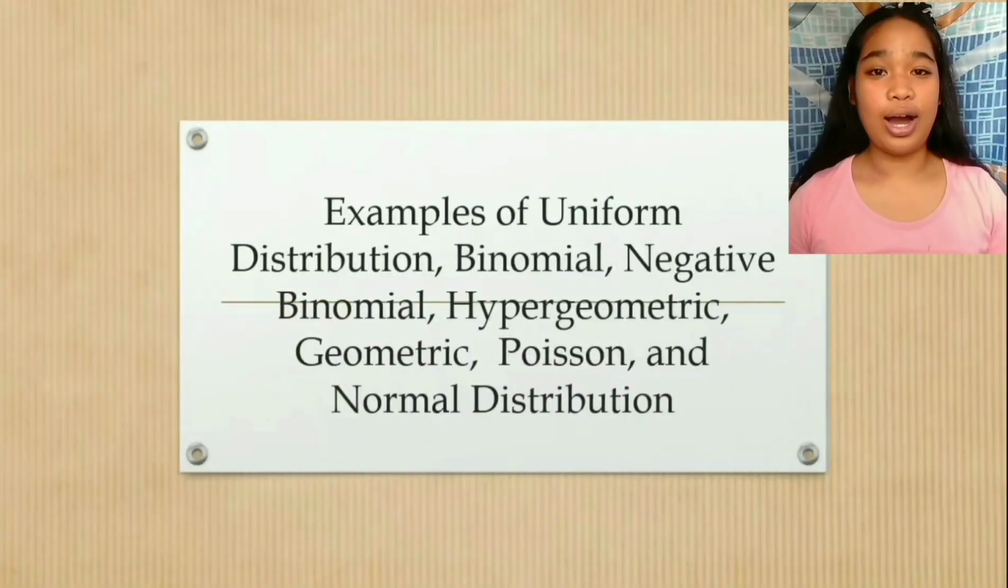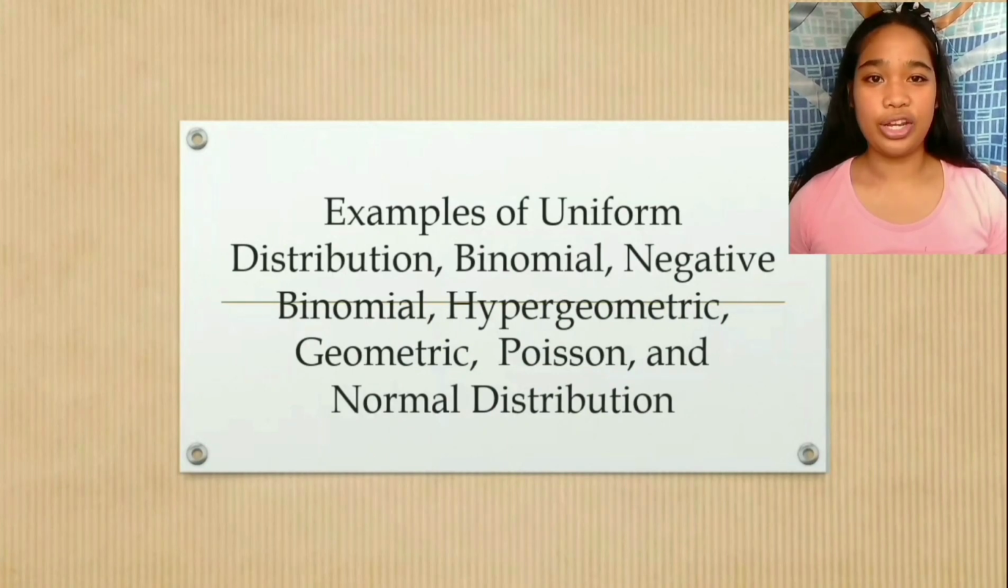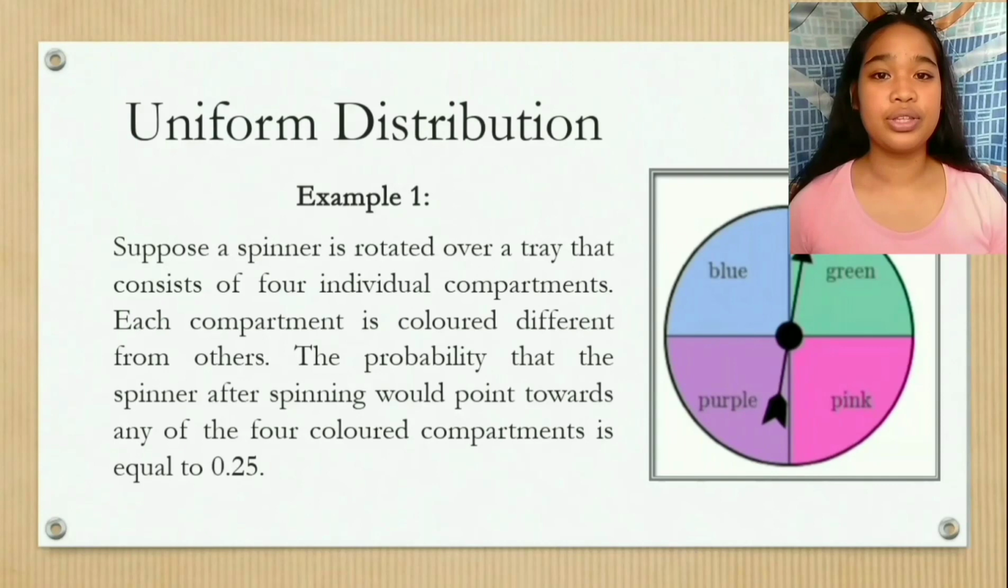Good day, everyone. Today we are going to discuss the examples of uniform distribution, binomial, negative binomial, hypergeometric, geometric, Poisson, and normal distribution. Let's talk first about the examples of uniform distribution.